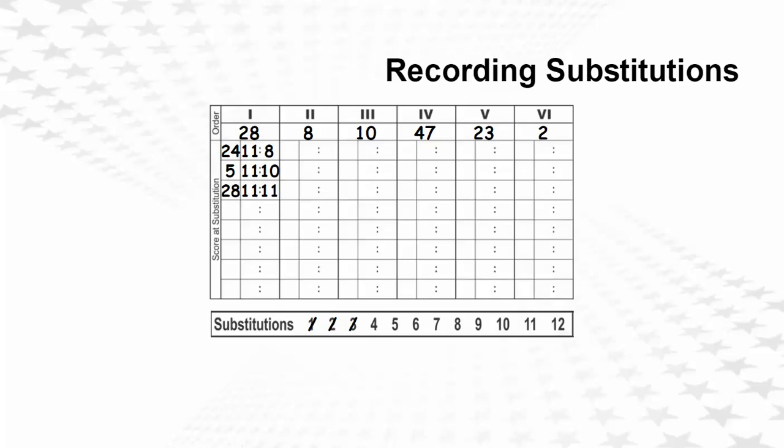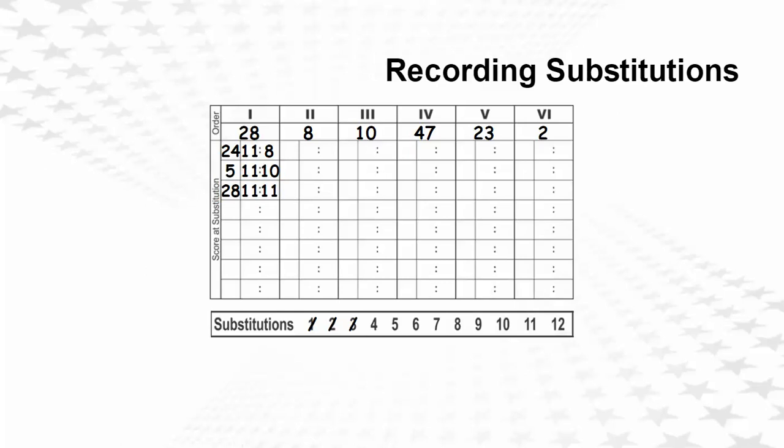When a player returns to the court, or when another player substitutes into that same position, simply place the information in the next row of boxes under the player's position. Here you see that number 5 entered the game for number 24 when the score was 11-10, and then the starting player, number 28, re-entered the game for number 5 at 11-11. These are all legal substitutions.